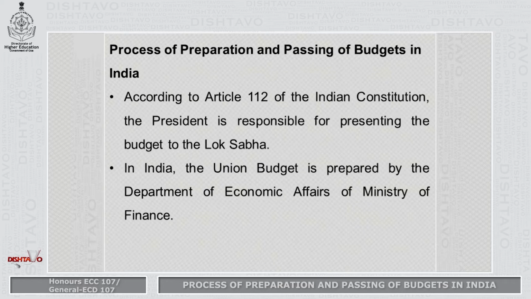Now we will see the process of preparation and passing of budget in India. According to Article 112 of the Indian Constitution, the President is responsible for presenting the budget to the Lok Sabha. In India, the Union budget is prepared by the Department of Economic Affairs, Ministry of Finance. There are three types of funds: the Consolidated Fund, the Contingency Fund and the Public Account. In these three accounts, the government keeps its funds.